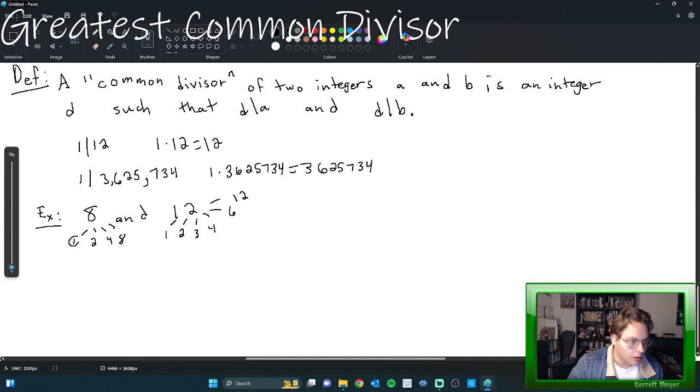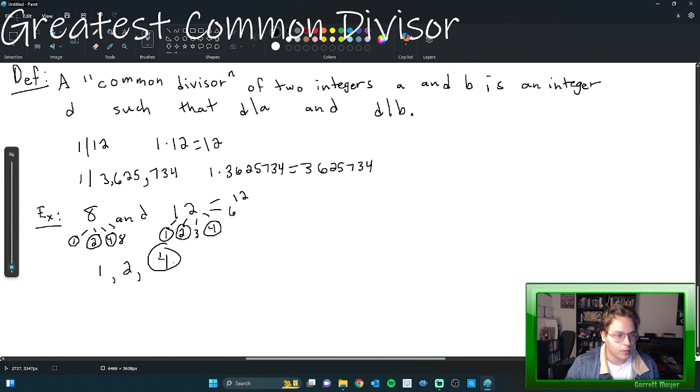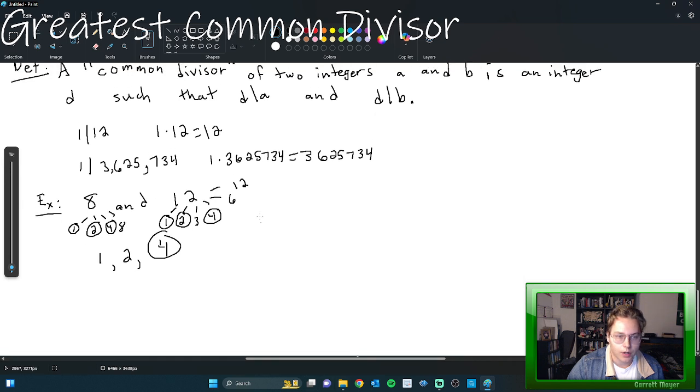So which of these are common divisors? Well, obviously 1. That's considered like a trivial common factor. 2, they're both even. Not 3, because 3 only divides 12. 4, yes. Not 6, not 8, and not 12. So the common divisors of 8 and 12 are 1, 2, and 4. And that means that the greatest common divisor is 4. But let's give a definition of the greatest common divisor, because that's a very important concept.